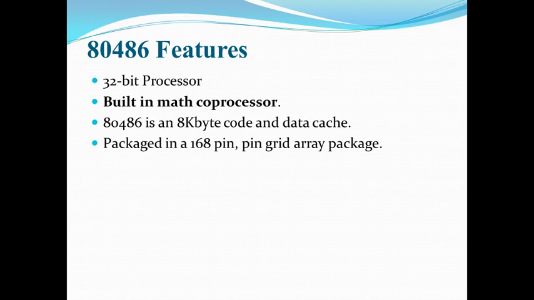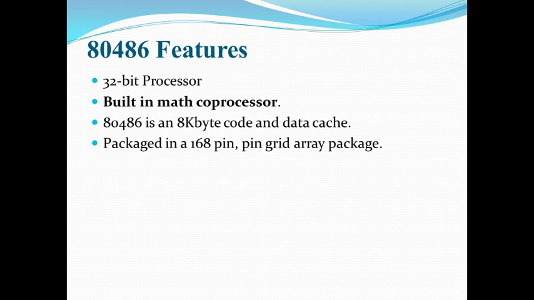Now let us move to the last point, the 80486. So here I have covered a few features of the 80486. The main features of 80486 are: this is a 32-bit processor, which means a 32-bit data bus. Next, the main feature is that it has a built-in math coprocessor.